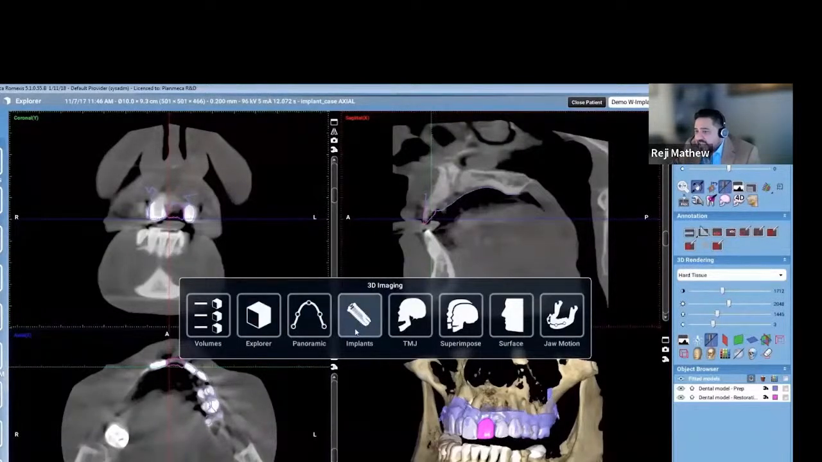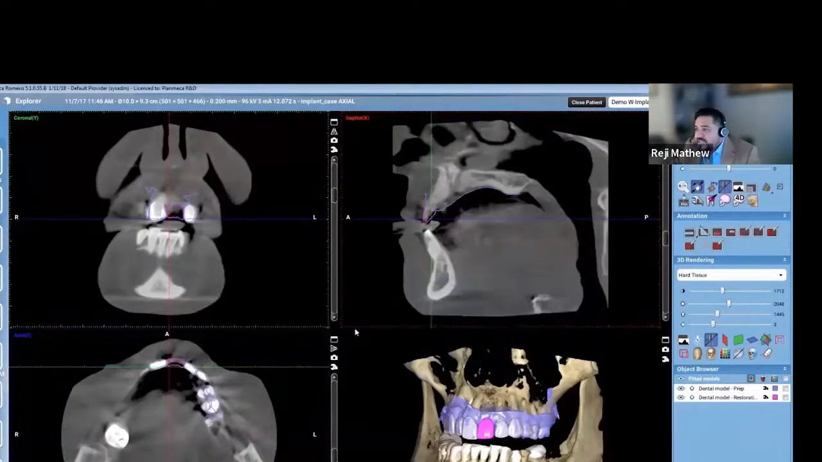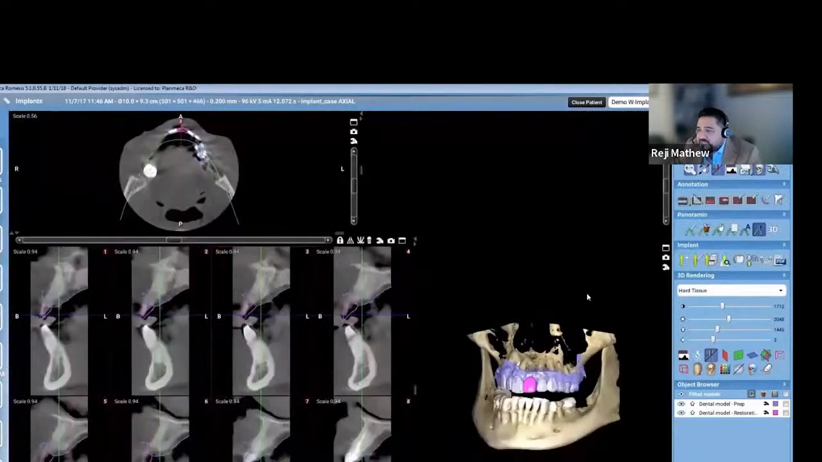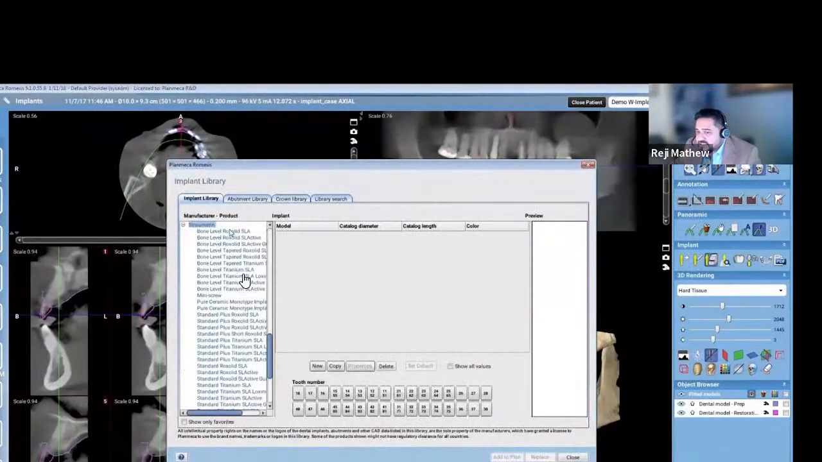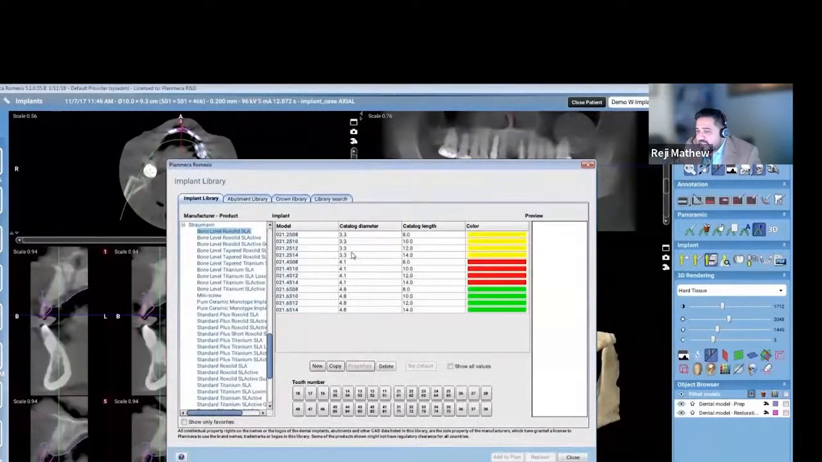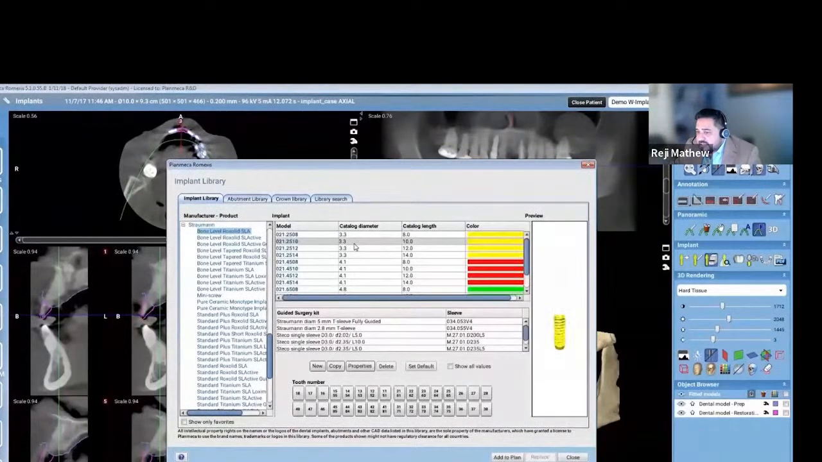Once I have that, I can go into something called an implant library. Under the implant library, I have all kinds of implants. You could look at those implants, and I'm going to start with a strawman implant and select the strawman implant which I need. I have a surgical kit, and I'm going to use that surgical kit.